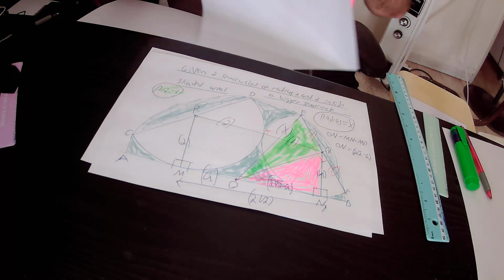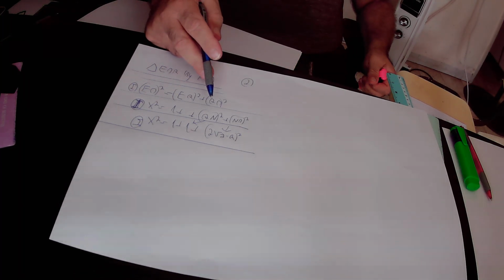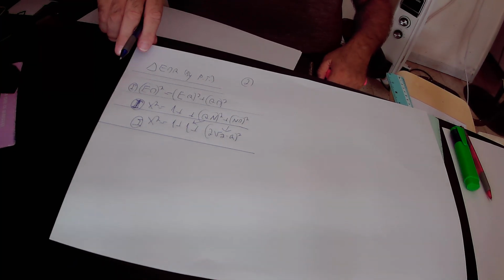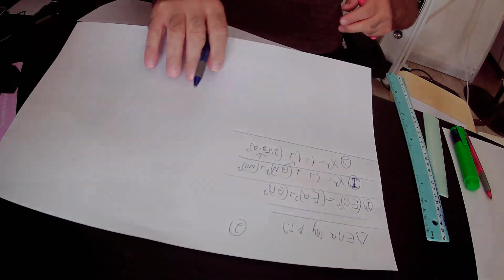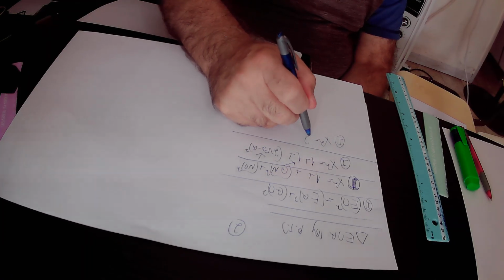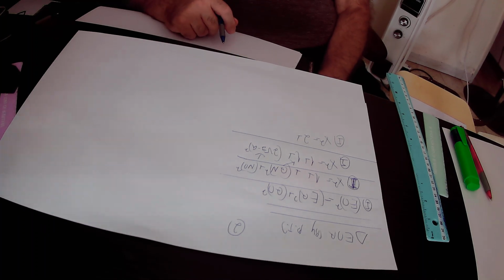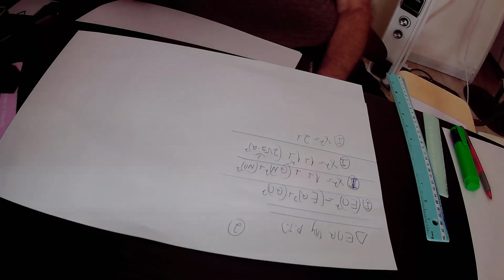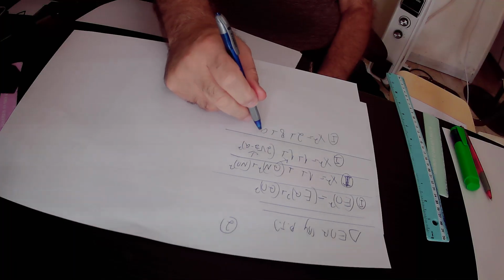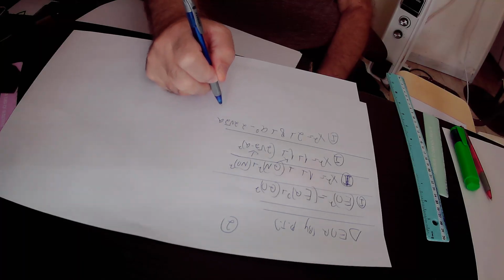Okay, again, we found out that x squared equals 1 plus 1, plus 2 times square root of 2 minus a, squared. So x squared equals 1 plus 1, that is 2, plus, we'll open the brackets of this expression, 2 times square root of 2 minus a, squared equals 2 times square root of 2 squared, that is 8, plus a squared minus 2 times 2 times square root of 2 times a.